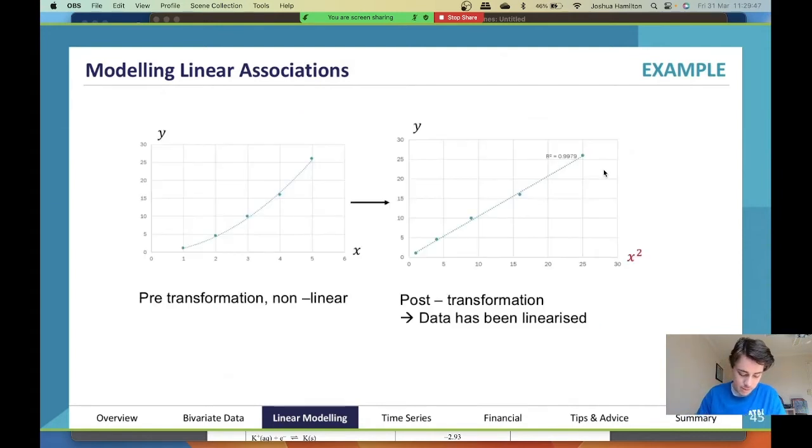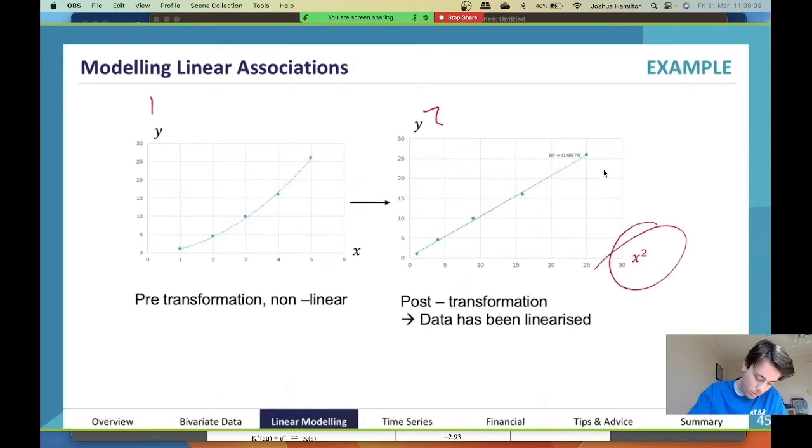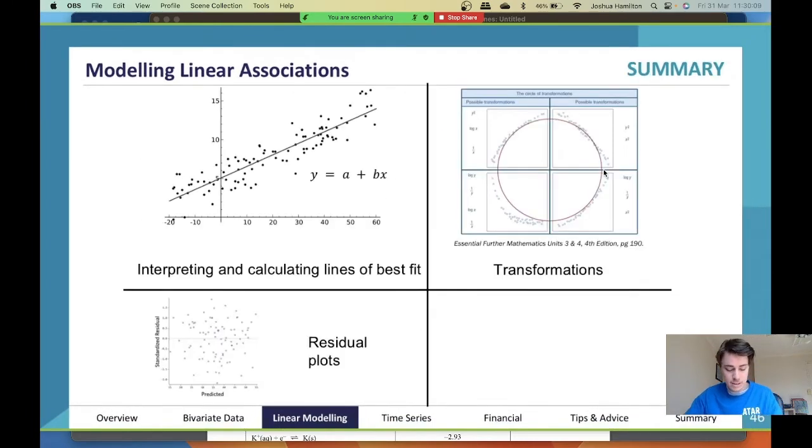And then as you can see here, that's what happens. Looks pretty cool. Really important, if you are to draw one of these out, you need to put the x squared or whatever transformation you did on the correct axis. So if I did y squared, I would have put y squared. Or if I did 1 over y, I would say 1 over y, etc. Awesome. I don't know why it's not going forward. All right, that is modeling linear data.